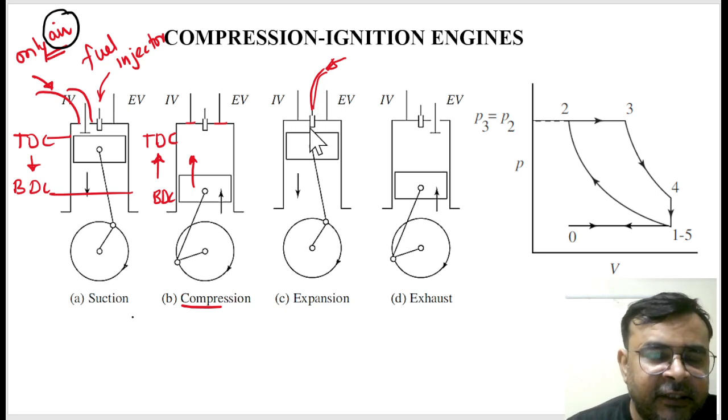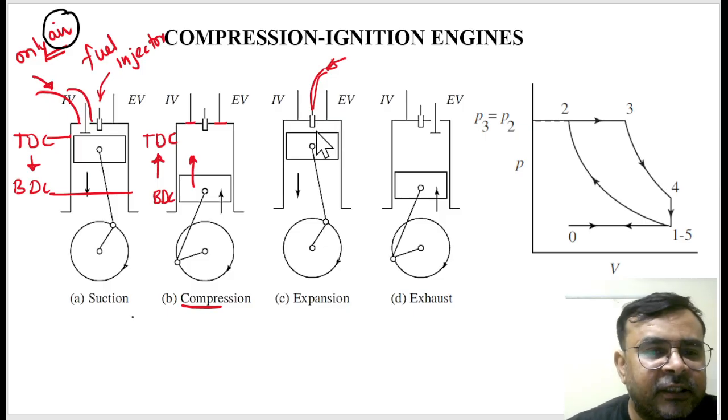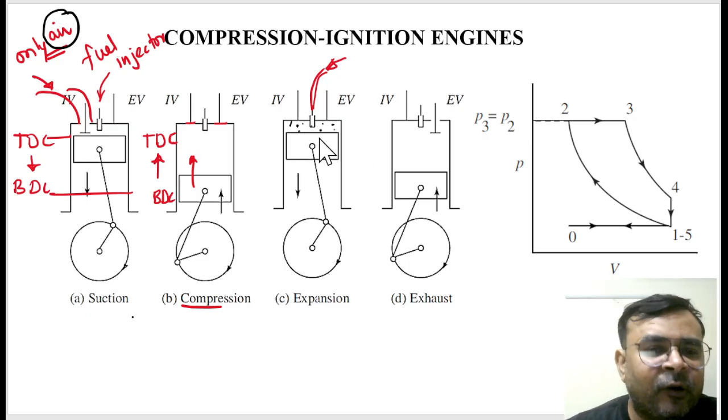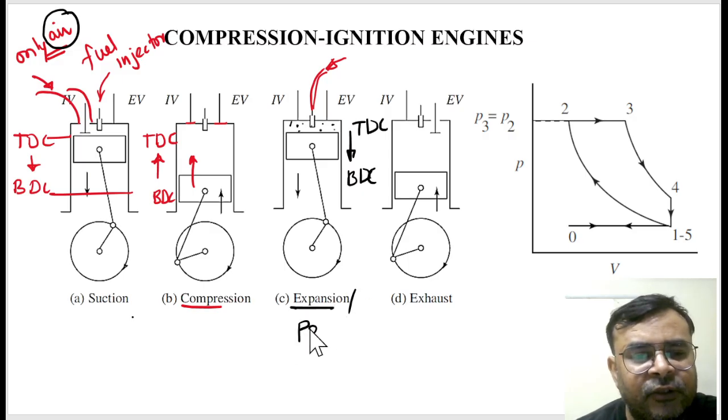Is that right? In the previous one you have seen, at this situation we just provide a spark, but in the compression ignition engine, since here we have compressed air, when you inject the fuel into the compressed air, automatically this fuel starts burning. And after burning, obviously the pressure increases, and hence the piston moves from TDC towards BDC. This is called the expansion stroke, and also the power stroke, because in this stroke we get power.